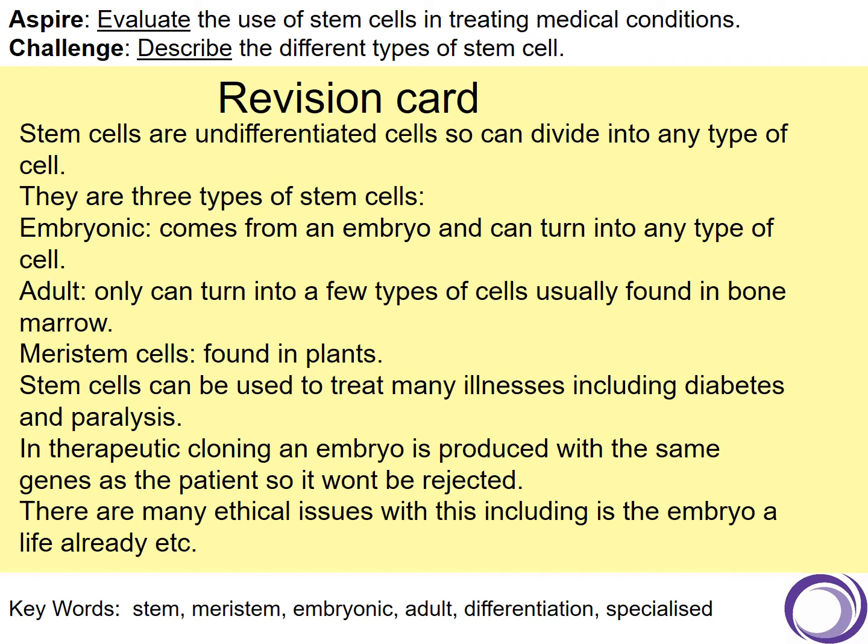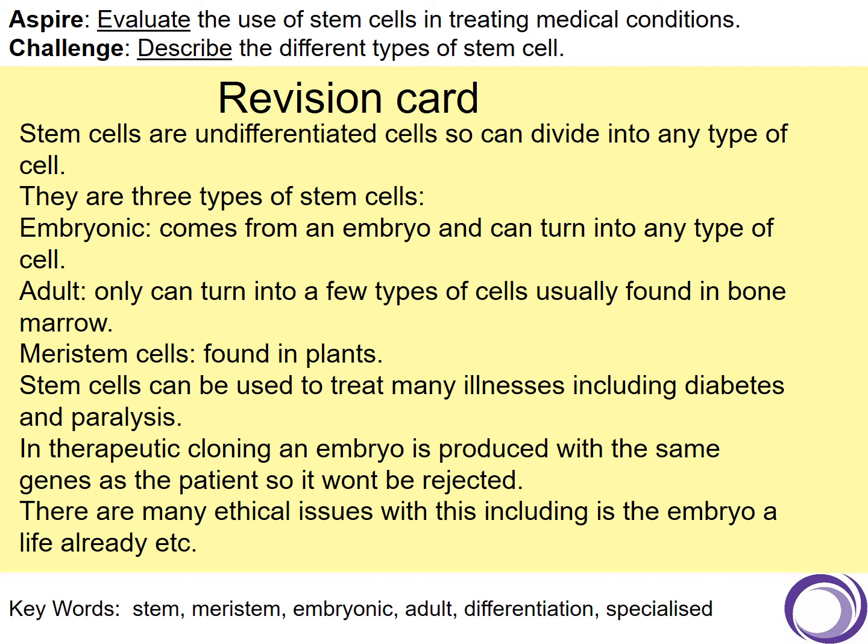So coming to the end of the lesson, here's a revision card to make if you are. Again, this is biology paper 1. I'd always put that in the top right-hand corner so you know which exam you're revising for. So stem cells are undifferentiated cells. So what they can do is they can divide into any type of cell. And there's 3 types. So embryonic, these come from embryos, and the benefit of that is they can turn into any type of cell. There are adult stem cells, which can only divide into a couple of types of cells, mainly blood cells, and they are found in bone marrow. And then meristem cells, which are found in plants.